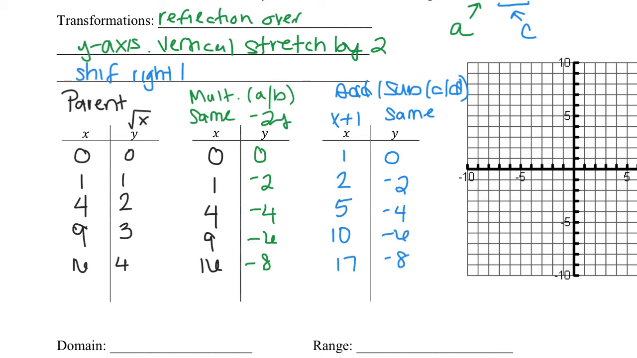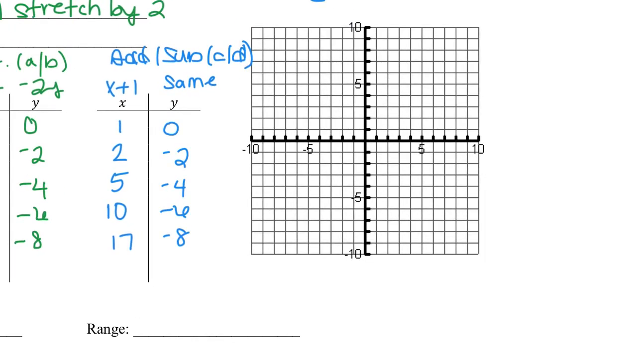And there's your transformed function. So let's graph that last table and see what it looks like on the grid. So I should have (1, 0), (2, -2), (5, -4), and (10, -6). And that's all I can fit on my graph.